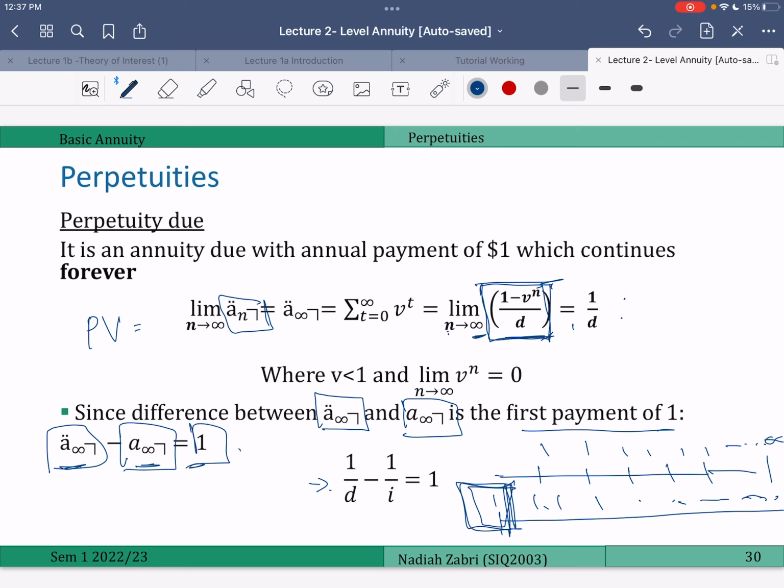So in the first chapter last week, we saw a few relationships between d and i, and one of the relationships between d and i is this: 1 over d minus 1 over i equals 1. So this is how we get it. If we understand the perpetuity immediate and perpetuity due, then we can understand this relationship. But to be honest, I rarely use this relationship between i and d.